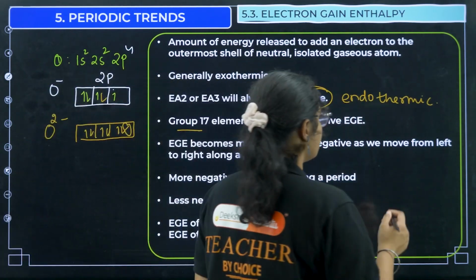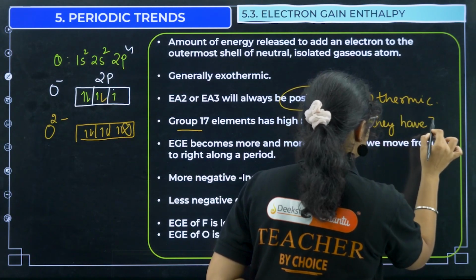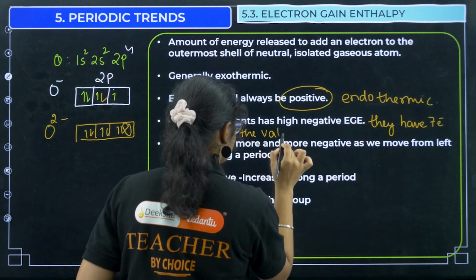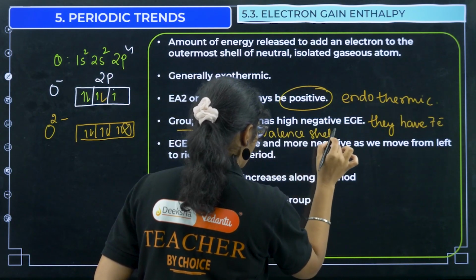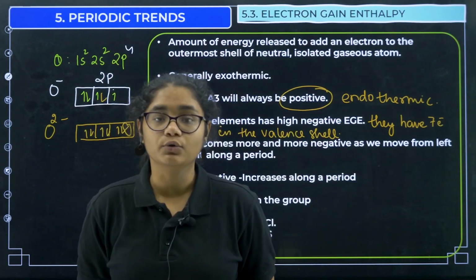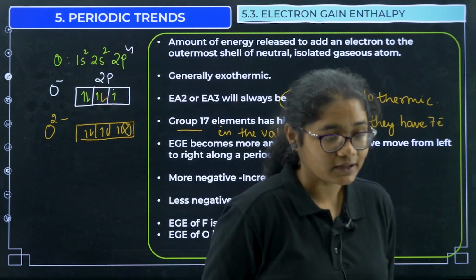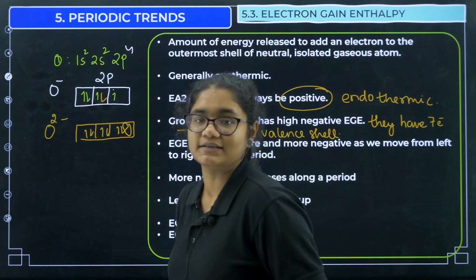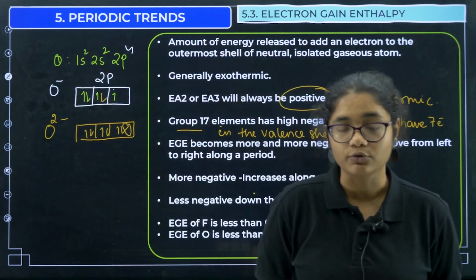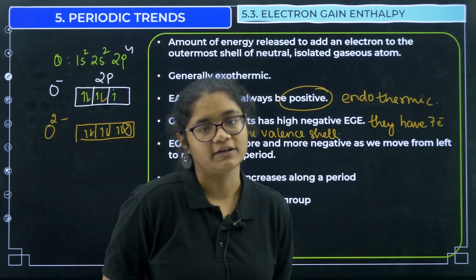Now what is the reason for this? If you see, they have 7 electrons in the valence shell, right? So if you add one more electron, they will get 8 electrons in the valence shell, which is a noble gas configuration, right? So they will get stability. Very eagerly they want this last electron to be added to their outermost shell. So when you add an electron to group 17, a huge amount of energy is released.